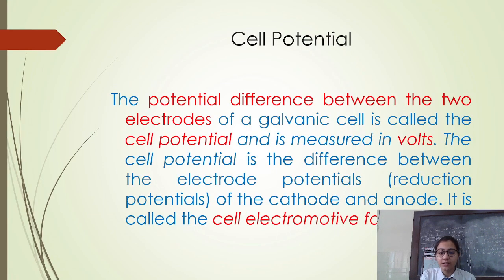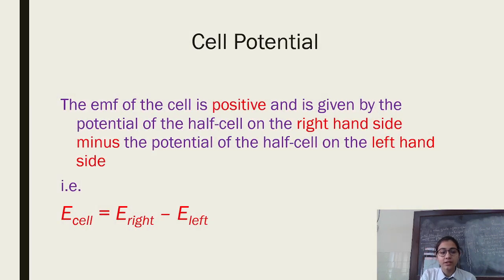Cell potential. The potential difference between the two electrodes of a galvanic cell is called cell potential, and it is measured in volts. It is also known as cell electromotive force (EMF). These are the reactions of cell potential.